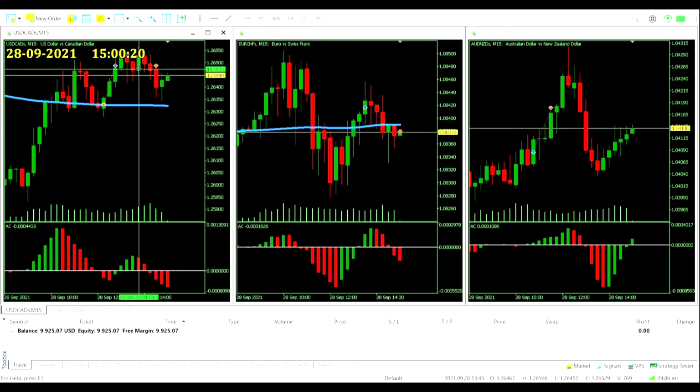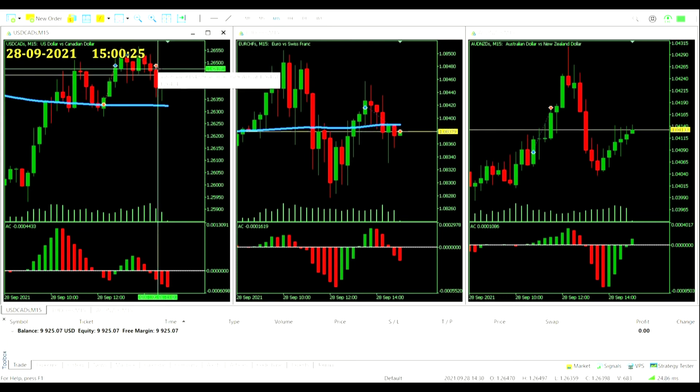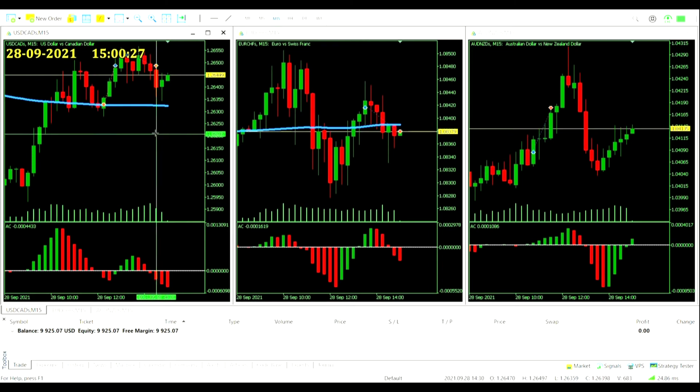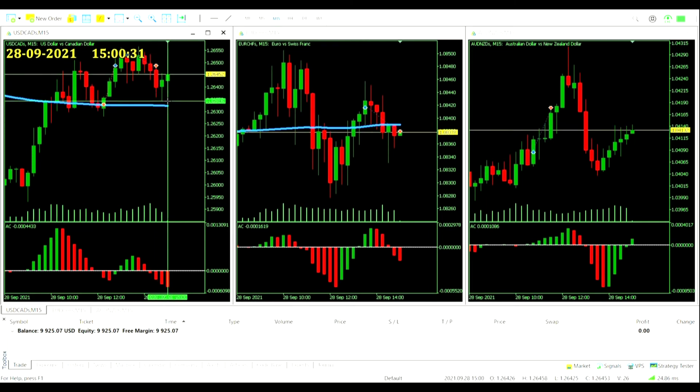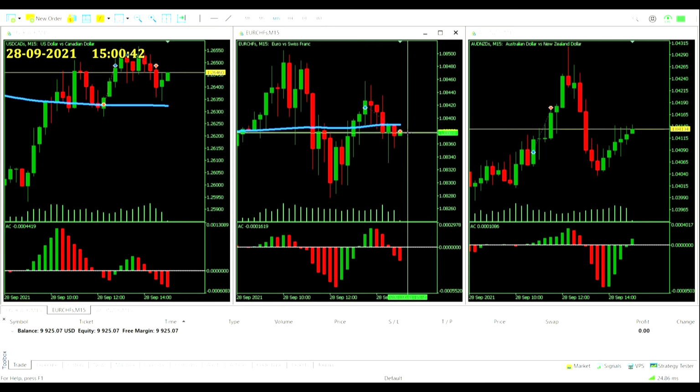It's worth noting that on the US dollar, Canadian dollar, where we got out here, if we had stayed in, if the accelerator oscillator hadn't taken us out, it would have been stop loss city for us. And that would have been a full 1% loss in the end. So we were saved by the accelerator in a way. Possible that we see the same scenario play out on the euro Swiss franc.